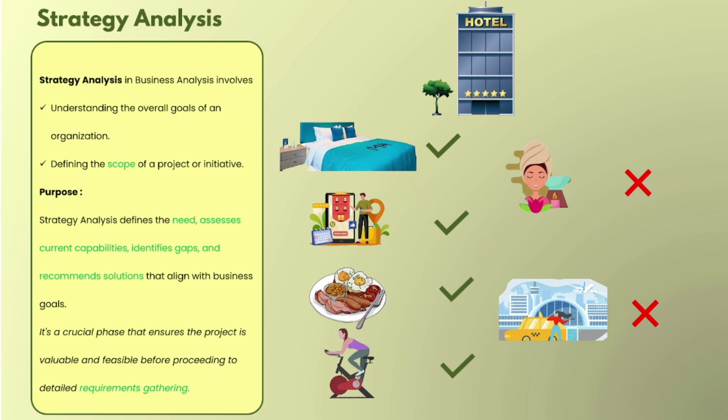Means at check-in at the hotel, you know that you will get a room, you know for how long you have booked this particular room, you know you will get breakfast, you will get the gym, but you will not get the spa, and you will not get airport pickup. These things are not included in your package. So this is nothing but in scope and out of scope. This is also very simple to understand.